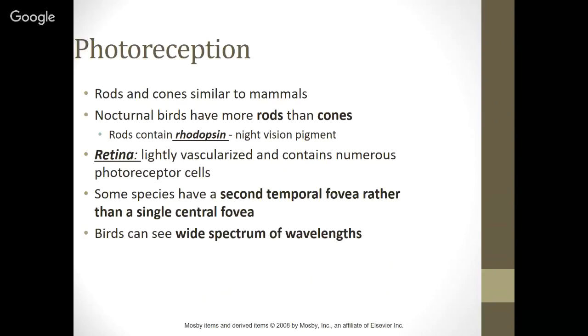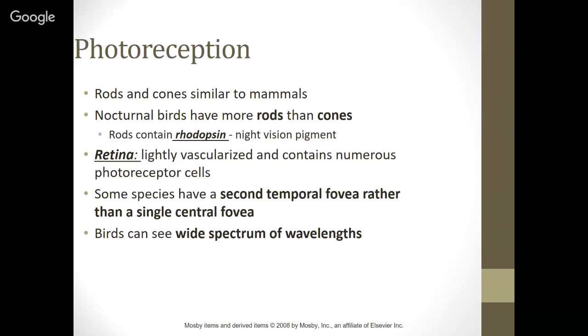Some species have a second temporal fovea rather than a single central fovea. This allows them better depth perception. So if you're talking about a hawk that is not quite a mile up, but 1,000 feet up in the sky, and they're looking down, they can actually see a mouse and make a really good judgment about where exactly that mouse is so that when they dive in for it, they'll be able to catch it.